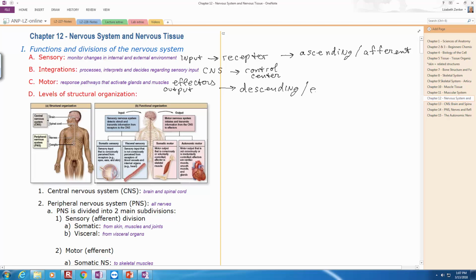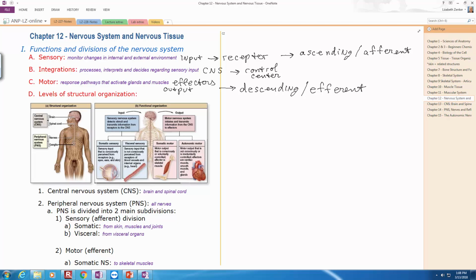And another term would be efferent. So you can think efferent, E for exit. So think it's exiting the brain to send the information to tell you what else you need to do. Move those muscles, tell your gland to secrete something so that you can have a certain hormone or action occur.